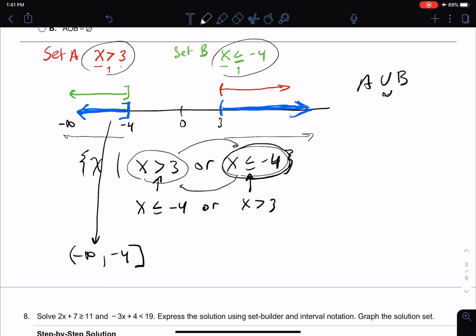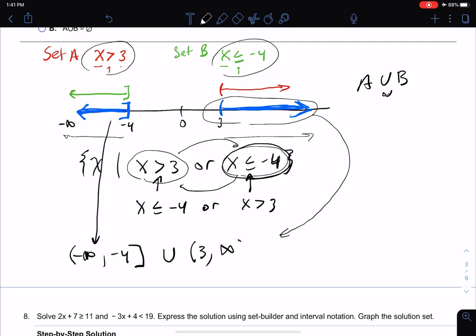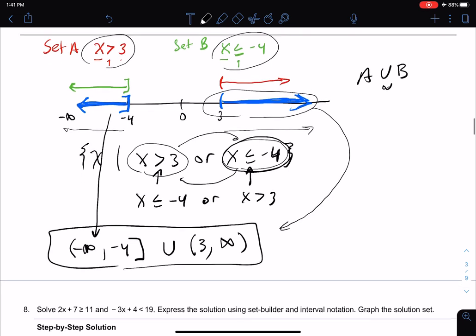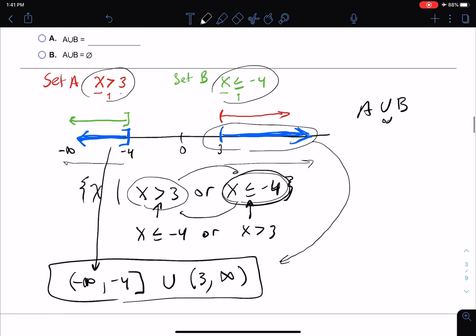Now, this is an OR problem, so we use the symbol union, and then we go ahead and write that guy using interval notation. Well, the smallest number in the interval is 3, and that's open, and it goes up to positive infinity, and that's open. So there is the interval notation of that problem.